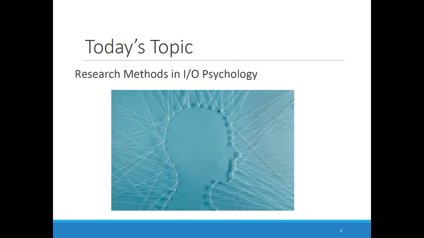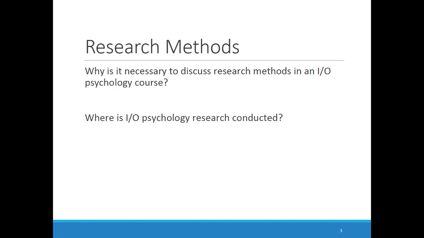Today we're going to talk about research methods in IO Psychology. So why is it necessary to talk about research methods in an IO Psychology course? Well, if you remember from our last lecture, IO Psychology is the study and the application, I should say, of research methods to understand workers and the workplace and to make them both better. So in order to do that, we need to have an understanding of research methods.